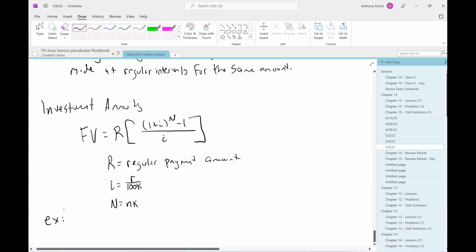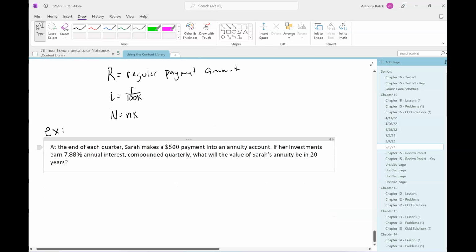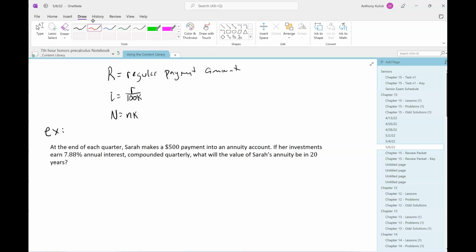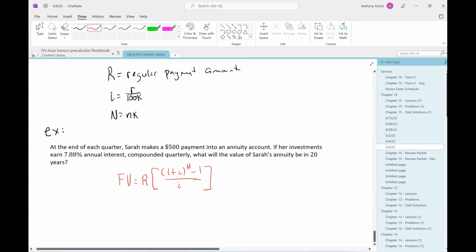So let's do an example. So here it says, at the end of each quarter, Sarah makes a $500 payment into an annuity account. If her investment earns 7.88% annual interest compounded quarterly, what will the value of Sarah's annuity be in 20 years? Well, this sure sounds like the investment annuity situation to me. Hopefully that's pretty obvious to you guys. What parameter are we solving for here? The future value. So that value of the account in the future.